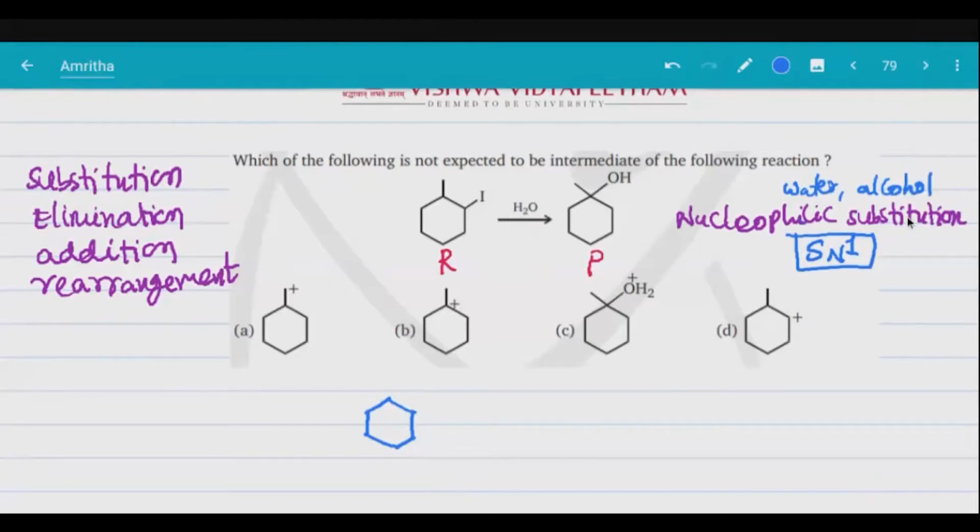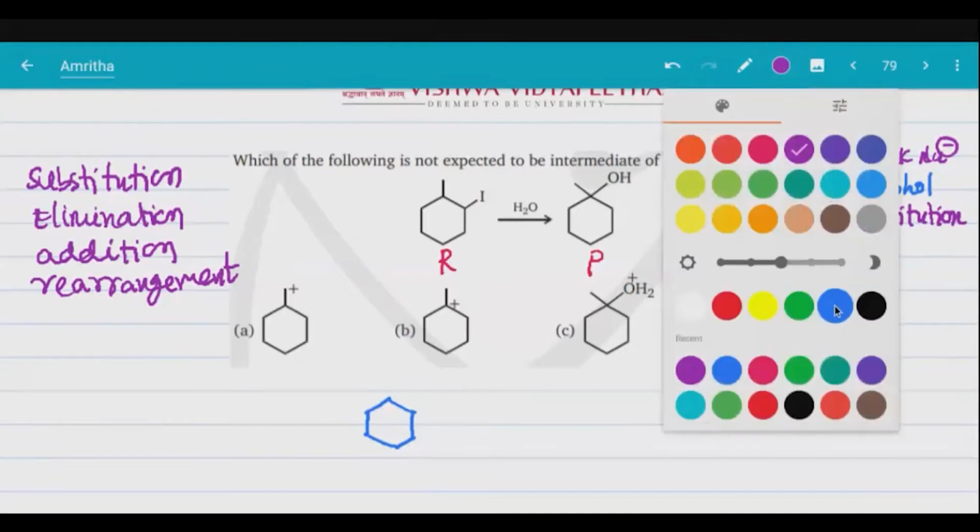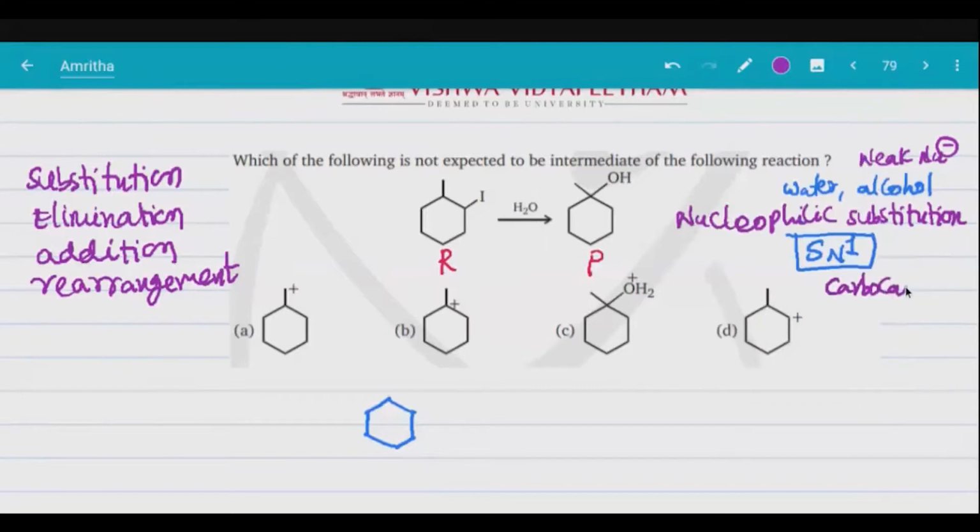Also, because water and alcohol are weak nucleophiles, they favor the SN1 reaction, and there must be carbocation formation. If there is a carbocation in any reaction, rearrangement is possible. Rearrangement means the molecule will rearrange to get stability. So all these are SN1.